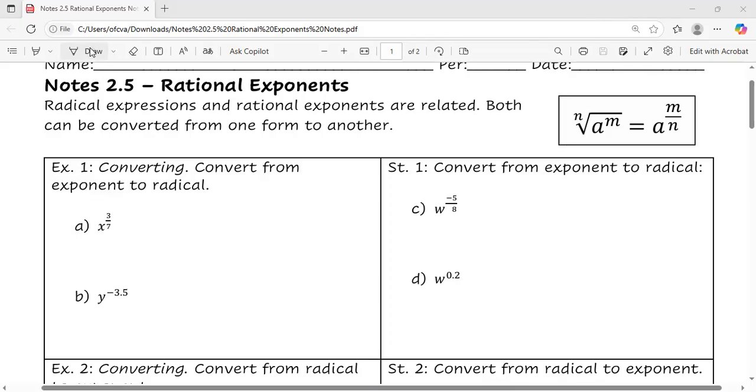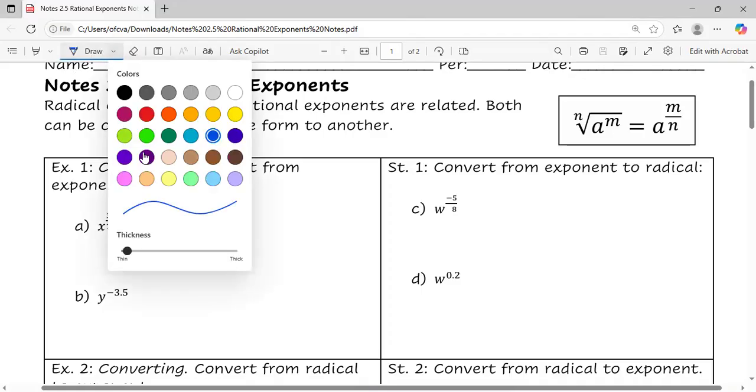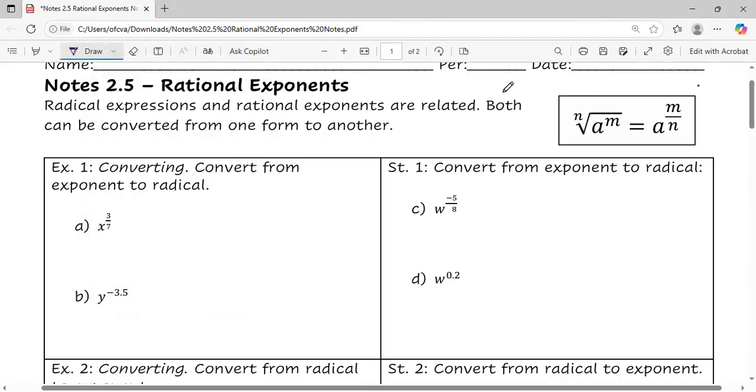So this one is showing you the link between radical expressions, which we did in 2.4, and rational exponents. There is a link between them. So if you notice right here, I have a little diagram of a radical expression and then a rational exponent. And rational just means a ratio or a fraction.